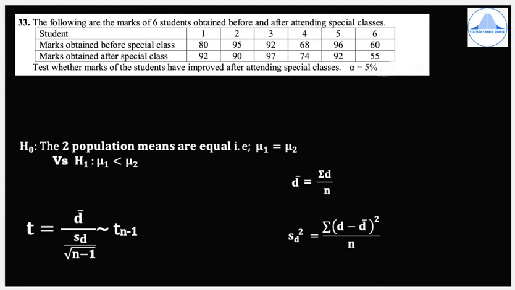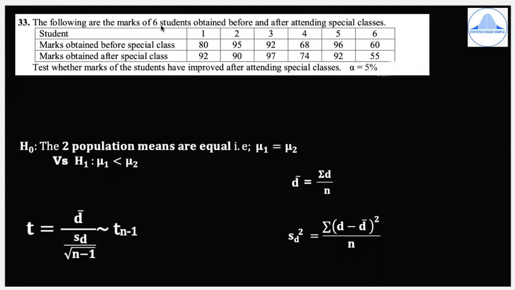33rd question. The following are the marks of 6 students obtained before and after attending special classes. Student from 1 to 6. Marks obtained before special class are 80, 95, 92, 68, 96 and 60. Marks obtained after special class are 92, 90, 97, 74, 92 and 55. Test whether marks of the students have improved after attending special classes, and we have to use alpha equal to 5%. As you observe that the total number of students is 6 and they have given us the marks obtained by these students before and after attending special classes.